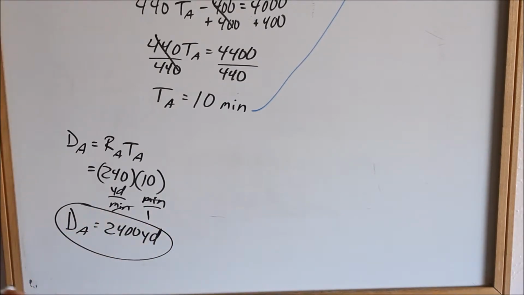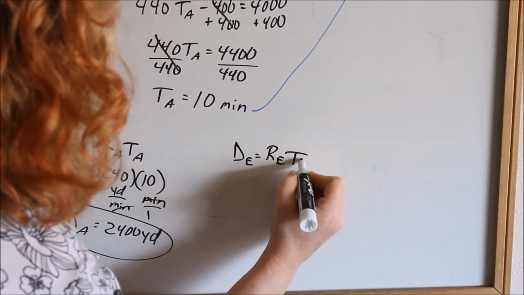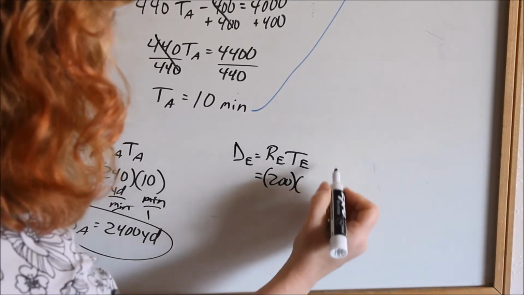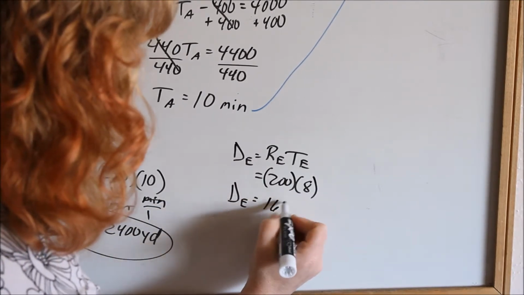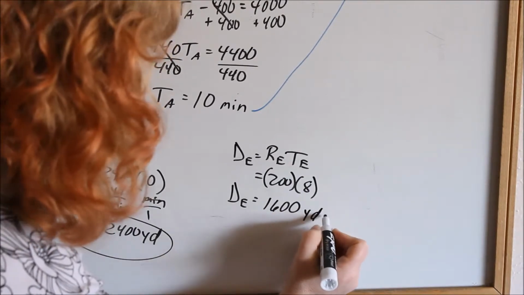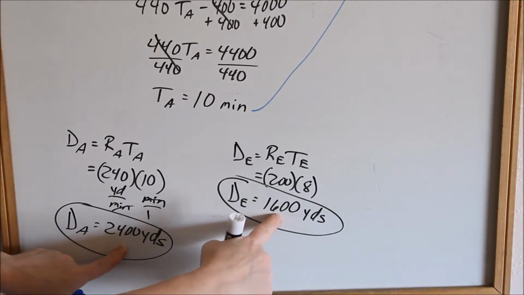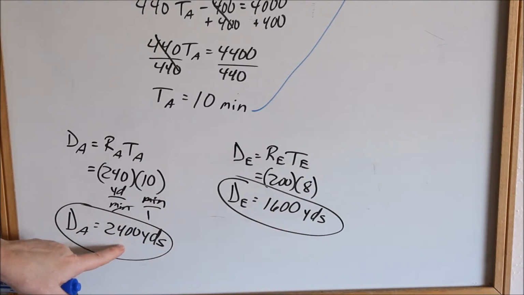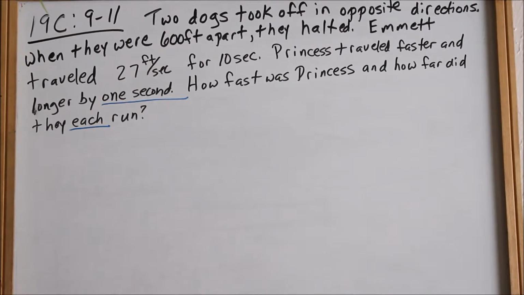So that's Amos's distance. So then we can find Eunice's distance because it's rate times time as well. The problem gave us her rate, which was 200 yards a minute, and then her time was 8 minutes. So Eunice's distance would be 1,600 yards. Okay, now our total yards was 4,000. These two numbers should equal 4,000 if you add these two distances together, and they do, because 2,400 plus 1,600 is 4,000.